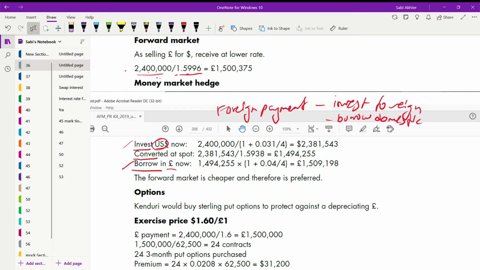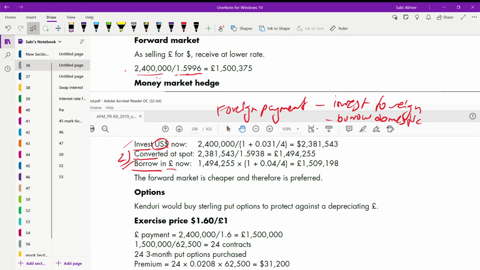If it is for foreign payment, then for foreign receipt, you tell me what is it. It's the opposite. Foreign receipt, you invest in domestic, borrow in foreign. Since there's a foreign payment, you invest in foreign currency, you borrow in domestic. Invest in foreign means invest in US and borrow in pounds. But before you go from invest to borrow, you have to convert. In between, one step is there that you have to convert. So you have to invest first.